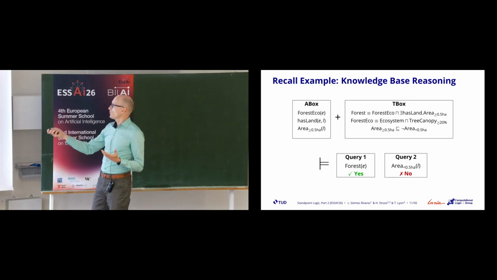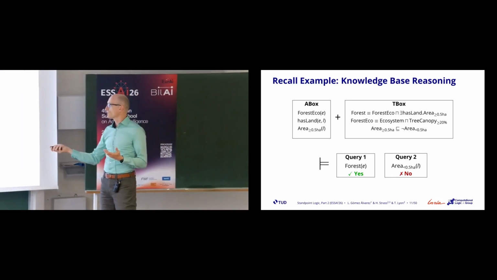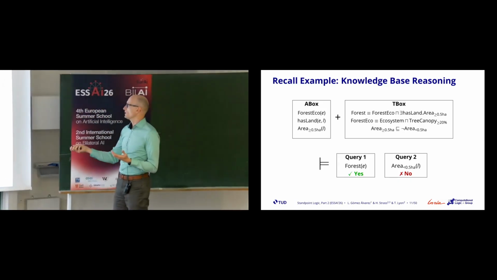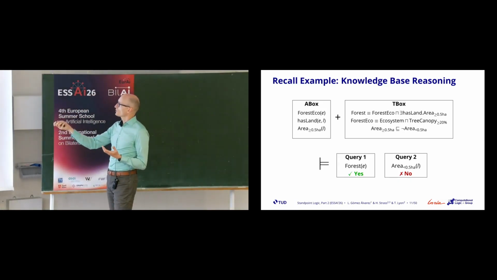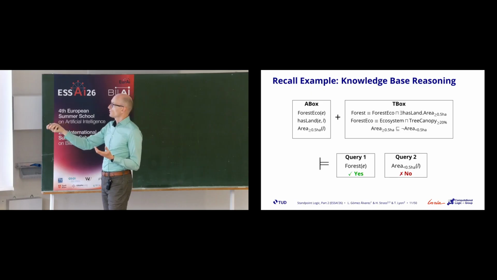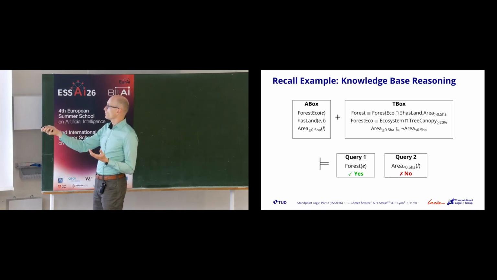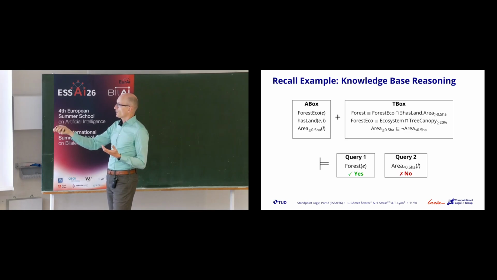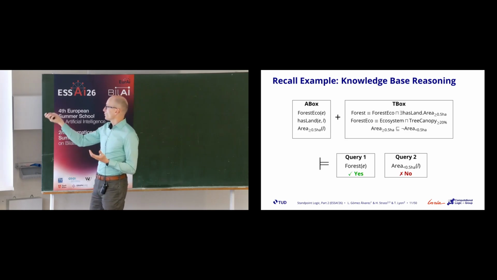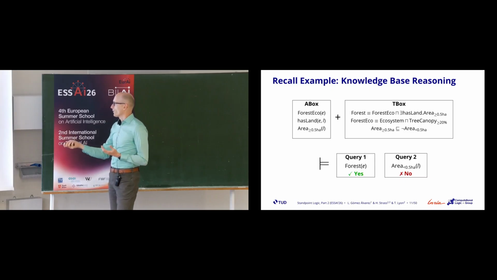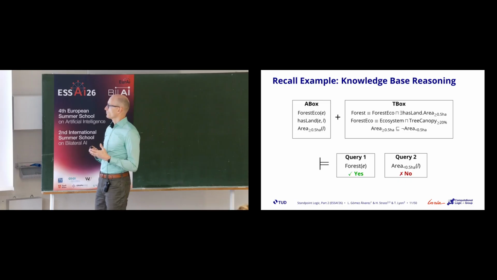And then from T-box and A-box, we can conclude one of these queries. So this E is also a forest, because it satisfies this forest ecosystem statement, but also it has a piece of land whose area is at least 0.5 hectares. And the other query wouldn't be entailed.